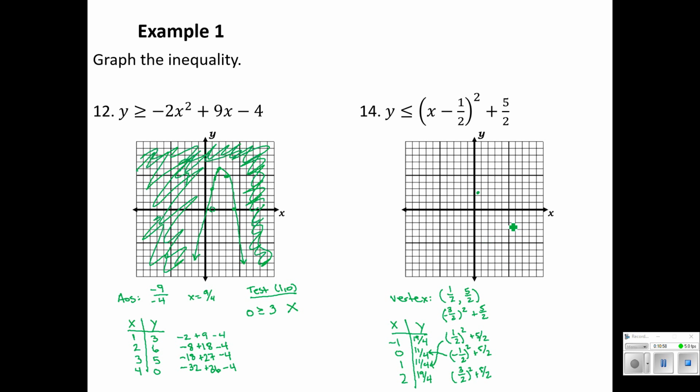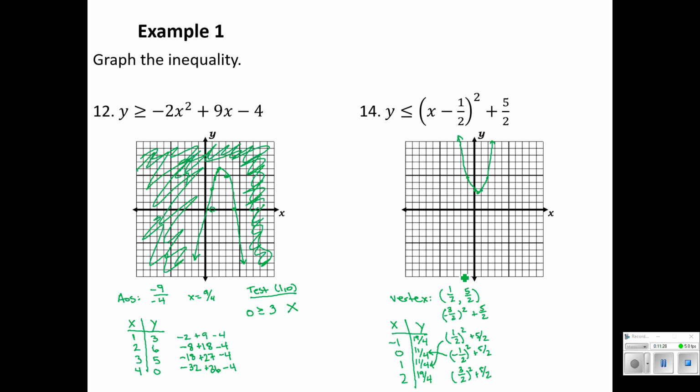All right, so 11/4 is 2 3/4. And 19/4, that's going to be 4 3/4? So there we can see our parabola is less than or equal to. So that means with the or equal to, we want a solid parabola.